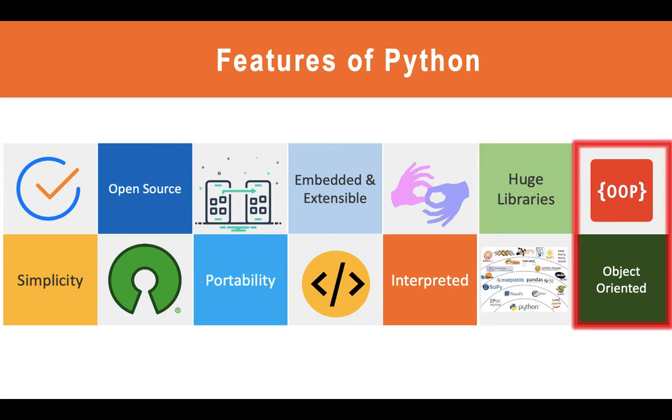And in OOPS, the object-oriented programming, objects help you break down complex real-life problems, and then you can put them in code and solve them to obtain solutions. So when we sum up all these features, we say that Python has a simple syntax, it is readable, and has great community support.